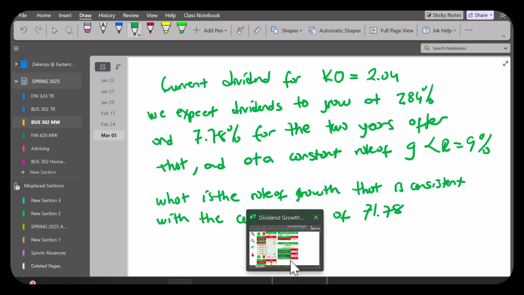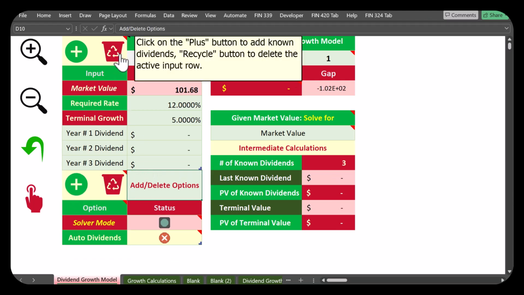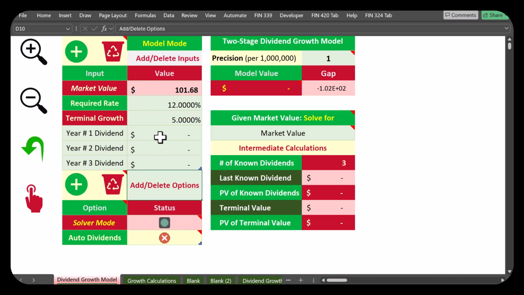So let's go back to template. I don't need 5 years. So I'm going to take those year 4 and 5, and I'm going to delete those. That delete button deletes the active row. So if you click here and hit delete, it's going to give you an error message. Now we know what year 1 is going to be, 2.04, right? But I can calculate what year 2 is going to be based on the growth rates, 2.78%.